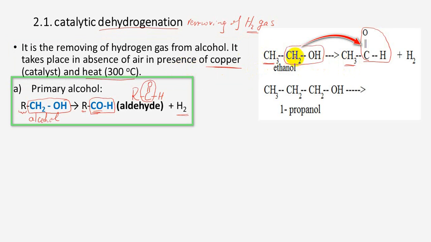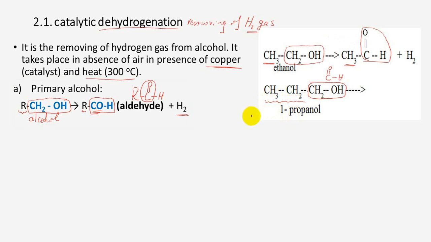So we change the CH2OH group into C double bond OH. The other product is hydrogen. If I want to take the other example, propanol, the carbon of the functional group or hydroxyl group is changed into C double bond OH. We replace the carbon of the hydroxyl group with C double bond OH in order to change it into an aldehyde, and the remaining part of the alcohol will remain the same.